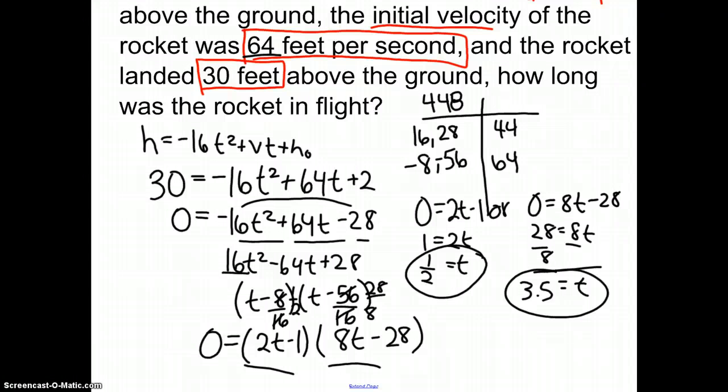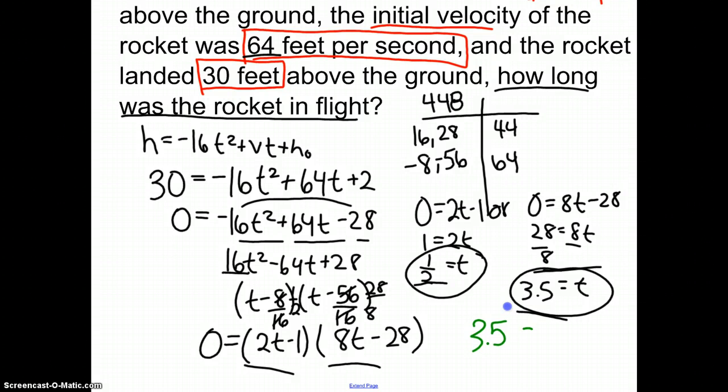And then we're looking back at the question, we want to find how long was the rocket in flight. So this is telling us that it could either be 1/2 or 3.5. And we're finding when the height is equal to 0. So since I want the total amount of time in flight, I want the ending time, which is the 3.5. So how long was the rocket in flight? 3.5 seconds. And that's the lesson for today.